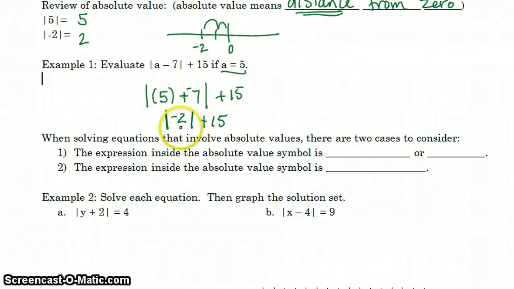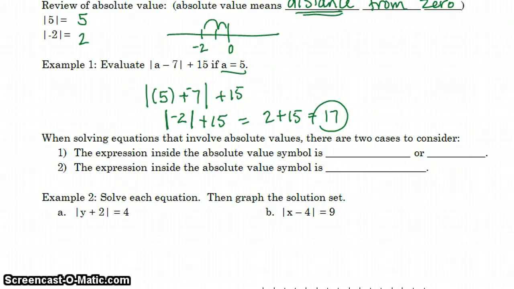Now I'm going to take the absolute value. So I do the operation first. It's like parentheses. You do everything in parentheses first, then take the absolute value. So that equals 2 plus 15, which gives us a final answer of 17.